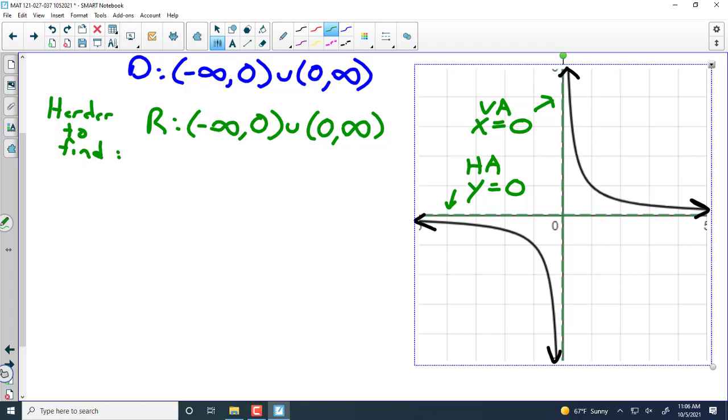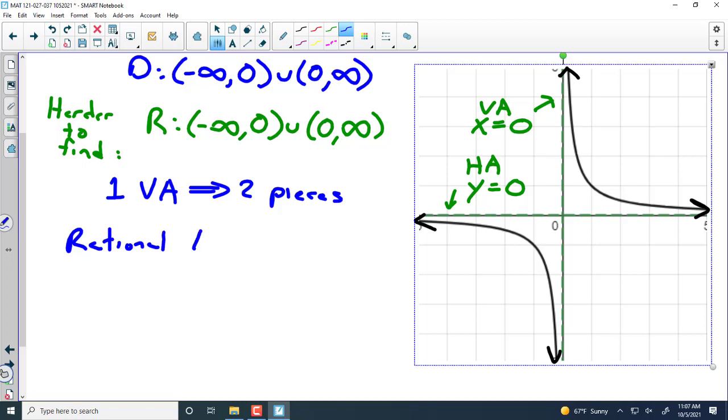But if it's got one vertical asymptote, we'll notice that the one vertical asymptote means the graph has two pieces. And one reason I wanted to show you this graph is I wanted to show you that what a rational function does is it sort of hugs its asymptotes. Now, you're not going to see this word in the book. Rational functions hug their asymptotes.